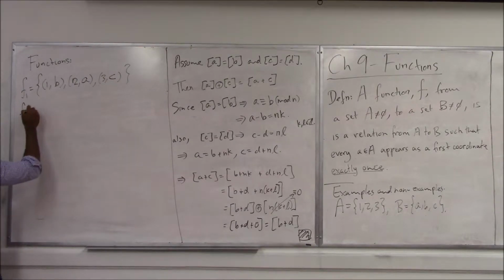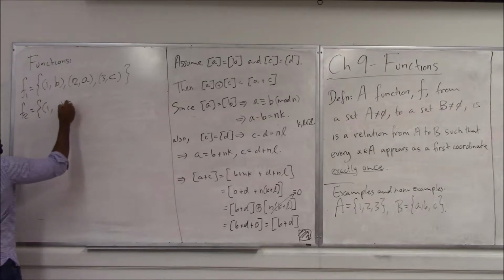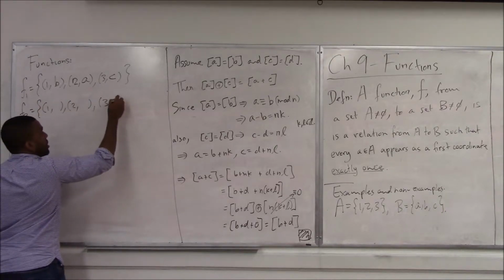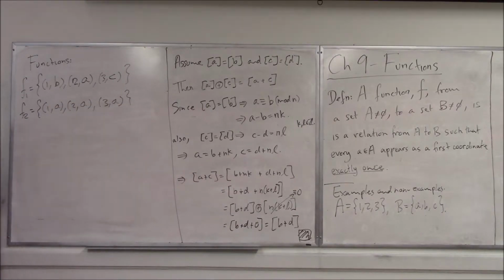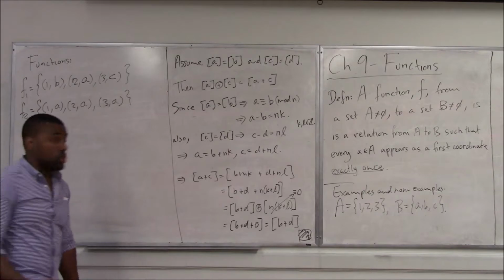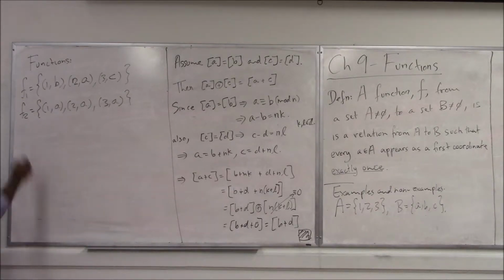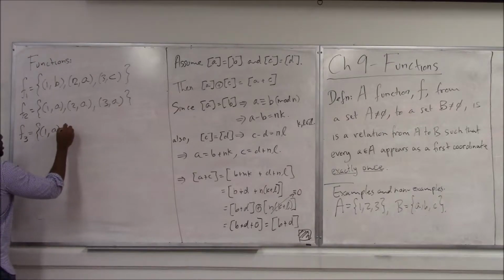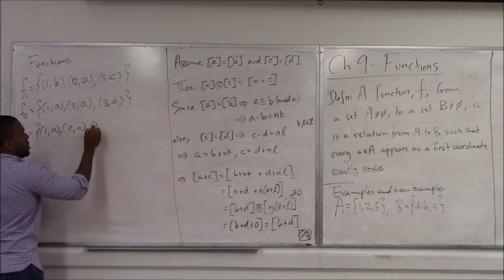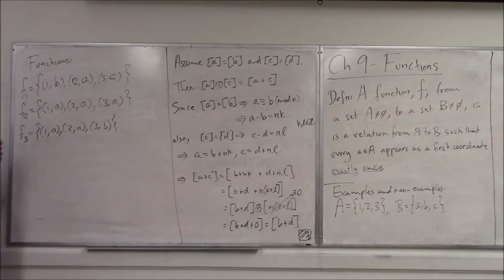Or I can choose A. There's no requirement on the second coordinate. I can reuse second coordinates if I want. A function only gives a requirement on the first coordinate. I can use 1A, 2A, 3A to do that. These are all examples of functions. There are some things that are not functions.